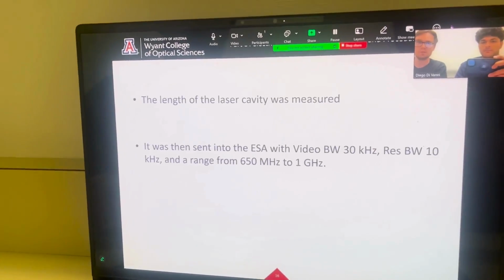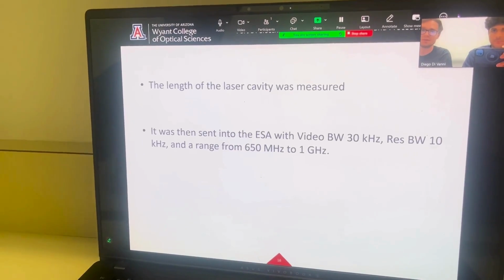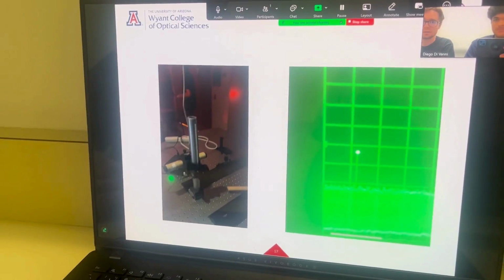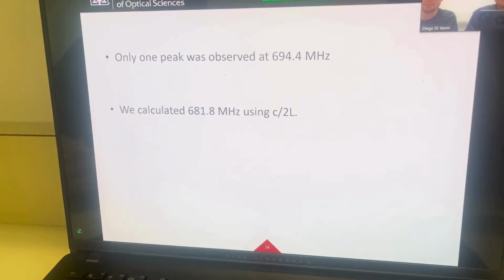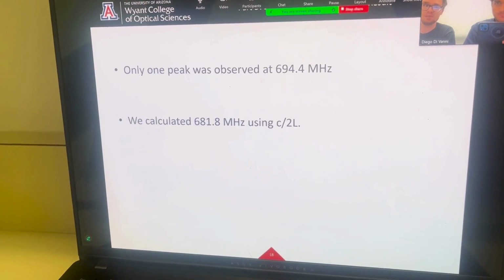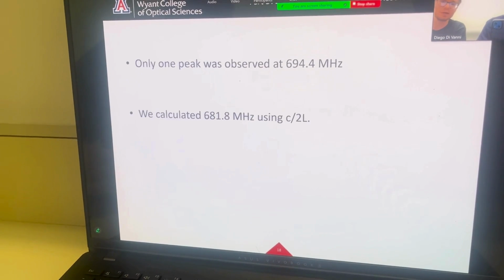Okay, so for part D, we measured the length of the laser cavity ahead of time as 0.22 meters. Then it was sent into the ESA with the below specifications. Here are pictures and videos of the setup, and the high peak on the right that we found. So only one peak was observed at 694.4 megahertz. We calculated 681.8 megahertz using c over 2L.